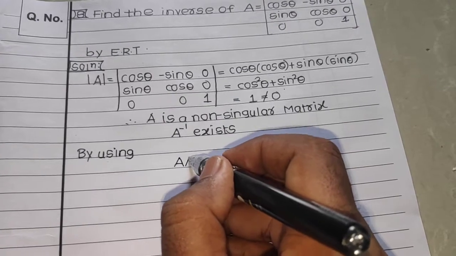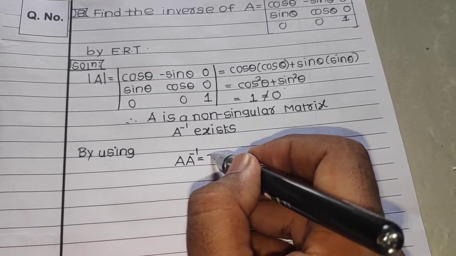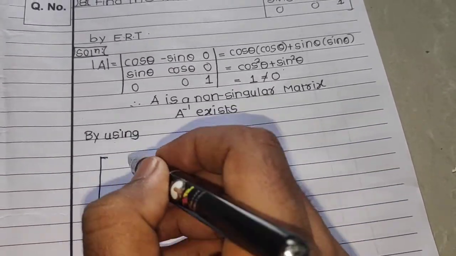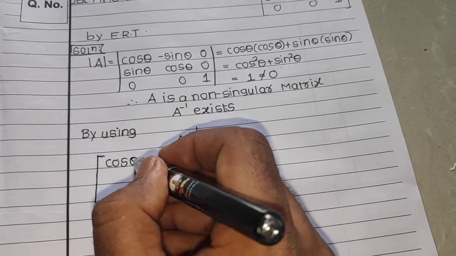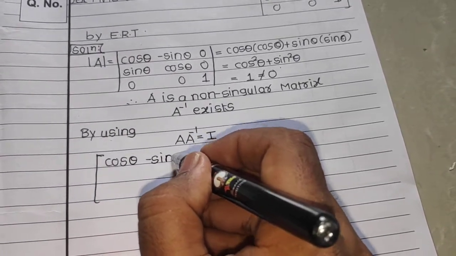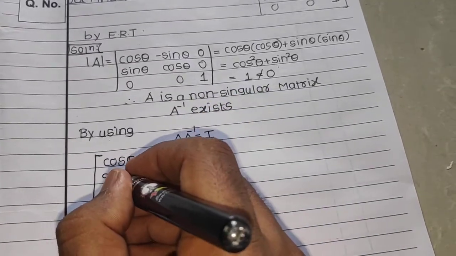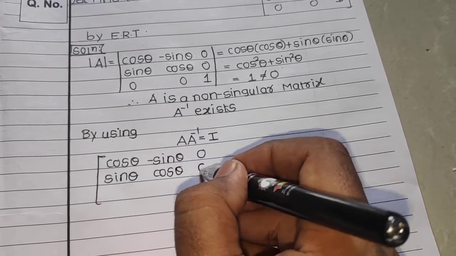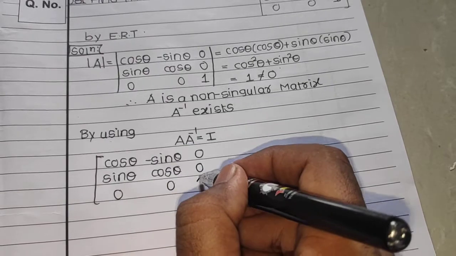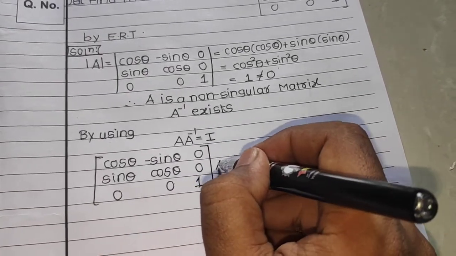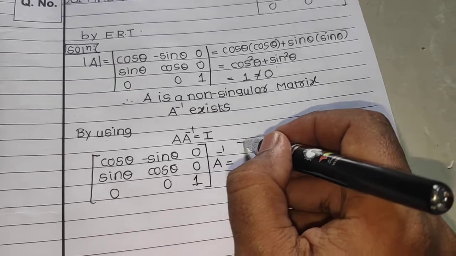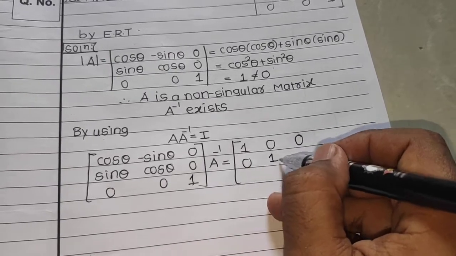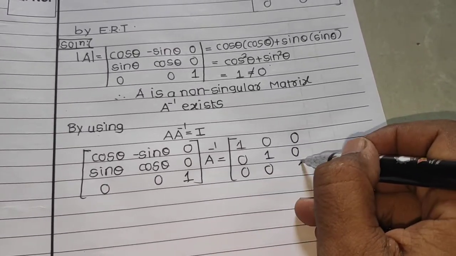So by using A into A inverse equal to the identity matrix. So matrix A is there with us: cos theta, minus sin theta, 0, sin theta, cos theta, 0, 0, 0, 1, into A inverse equal to the identity matrix, which we write as 1 0 0, 0 1 0 and 0 0 1.